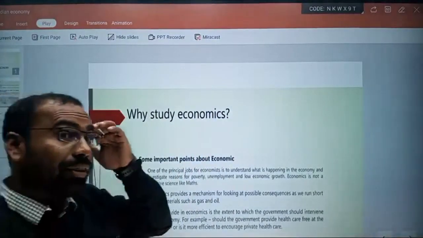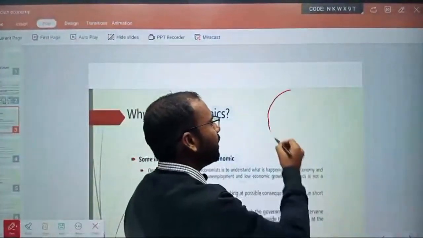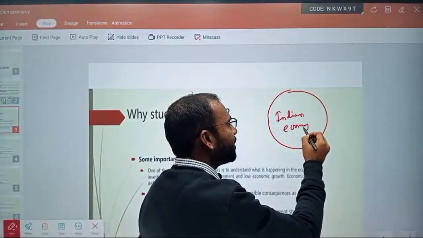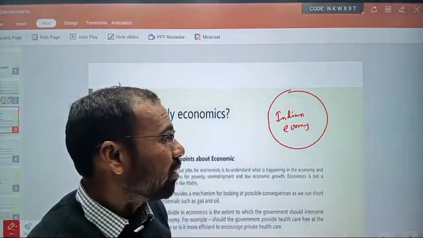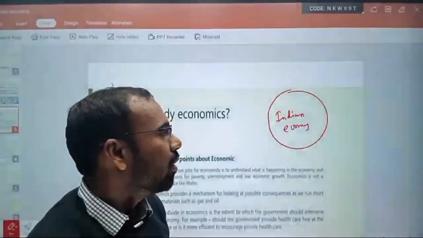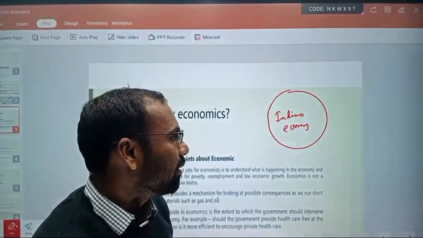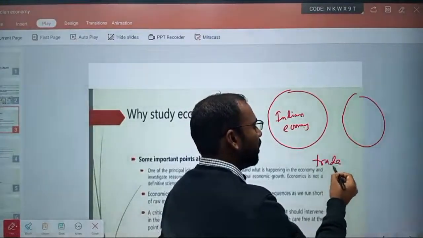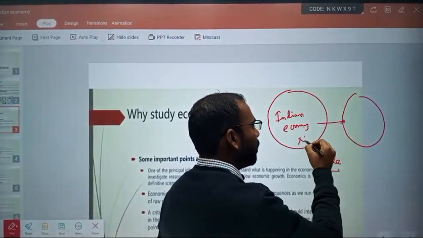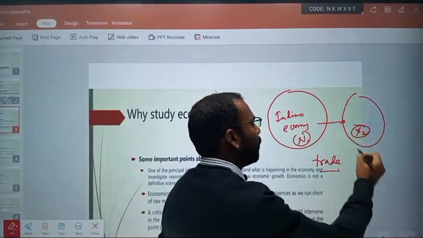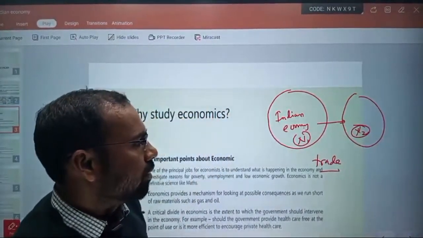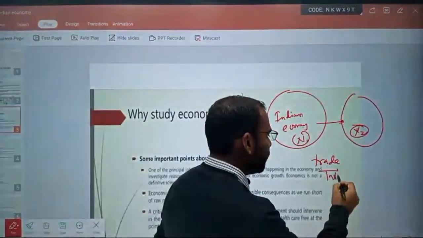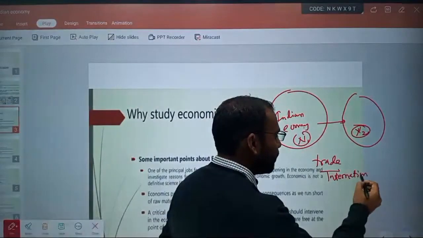One important thing we will also study: we are studying the Indian economy, but the economic system does not run alone, in segregation or in isolation. So for that we will also study the trade between one country and another, nation one and nation two. We will study the trade relation between nation one and nation two, what we call international relation, international trade.